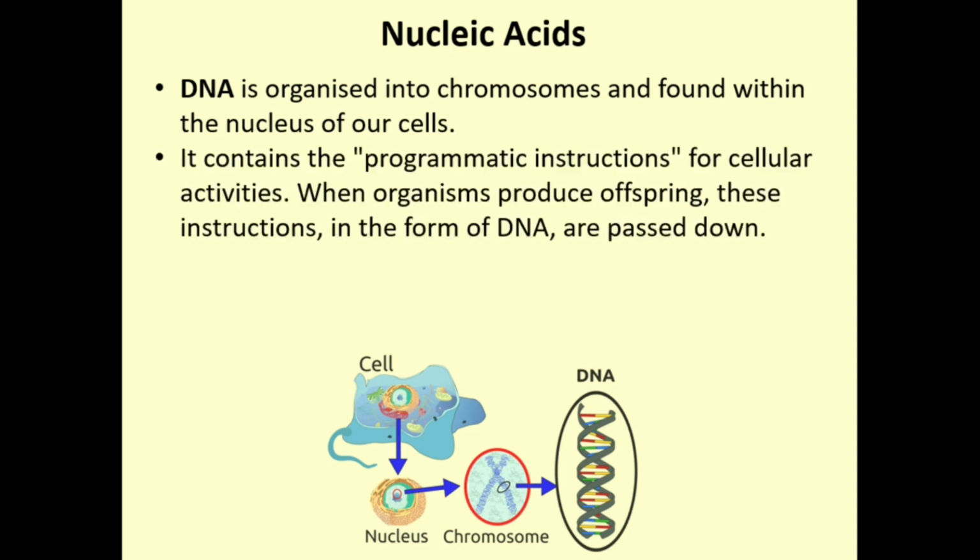And DNA basically contains the instructions for cellular activities. Particularly, it carries the instructions for building proteins. So when organisms produce offspring, those instructions for building proteins are passed down. That's why we often look similar to our parents or maybe to our grandparents, because we're essentially made up of the same proteins. So those instructions for building those proteins is essentially what DNA is. And RNA is essential to the production of those proteins.